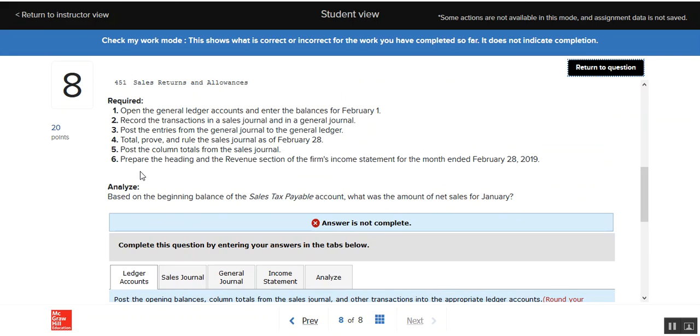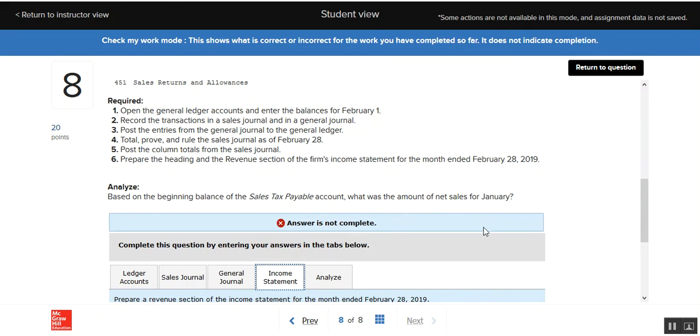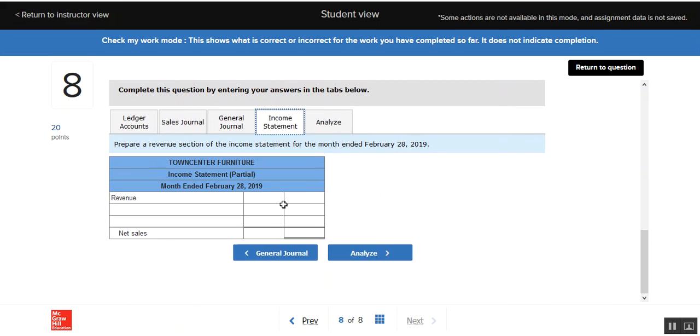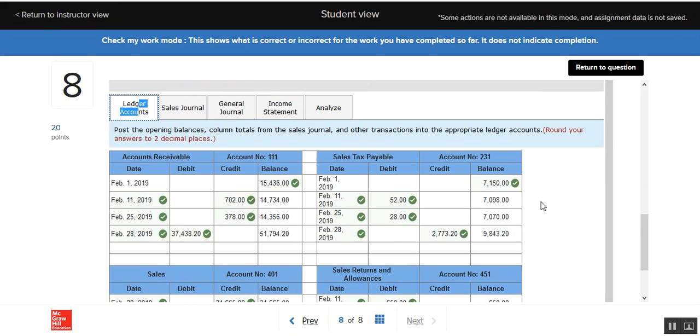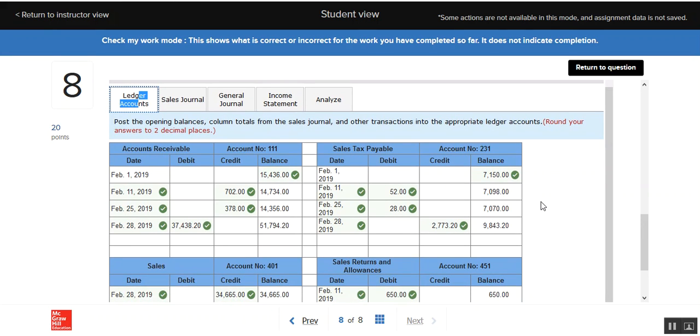Step number 6, prepare the heading and revenue section of the firm's income statement for the month ended. So there's your income statement. You've got revenue and then something that happens to give us net sales. So to get those amounts, you're going to have to go to your ledger accounts and look at these. Your income statement has revenue and expenses, so you're going to have to look at these 4 ledger accounts and pick out revenues or expenses. Accounts receivable is an asset. It does not go on the income statement. Sales tax payable is a liability or a debt. Again, it does not go on the income statement.